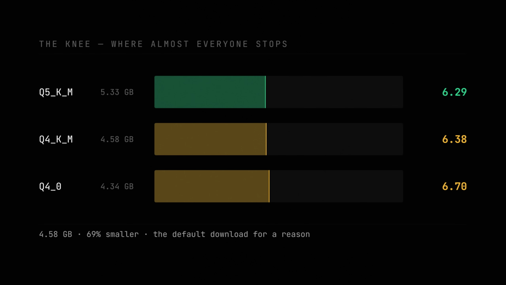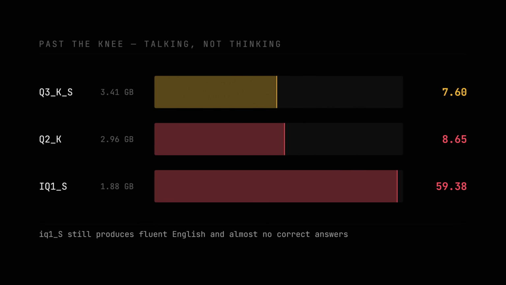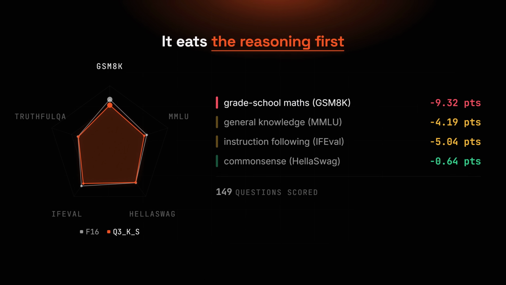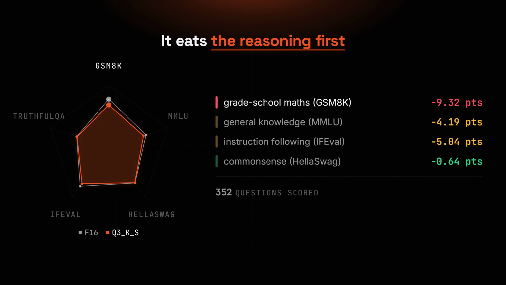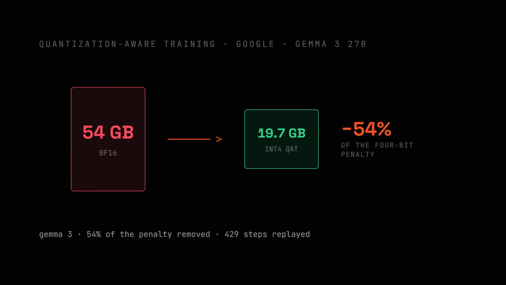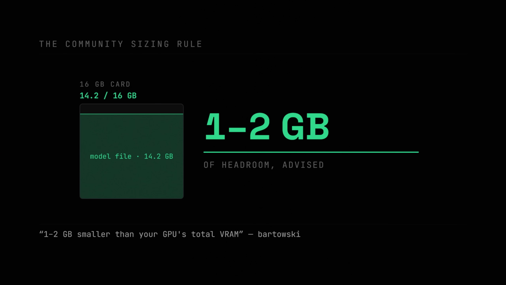1-bit turns a perplexity of 6 into a perplexity of 60. It is still talking. It has stopped thinking. The damage is not spread evenly either. Dropping to 3-bit cost one model 9 points on grade school maths and 0.6 of a point on common sense. Quantization eats reasoning first, and reasoning is usually why you came. Google trains for it now. Their quantization-aware checkpoints cut the 4-bit penalty by more than half and took a 27 billion model from 54 gigabytes to 14.